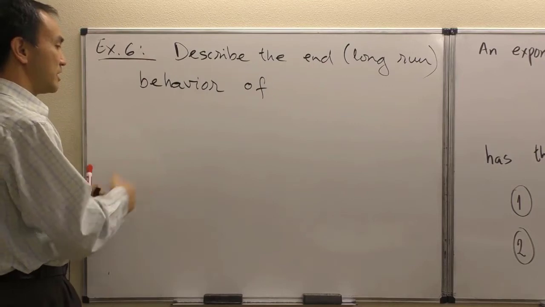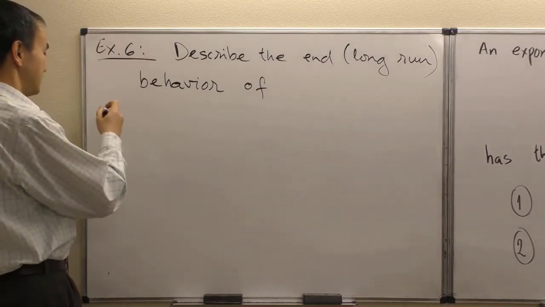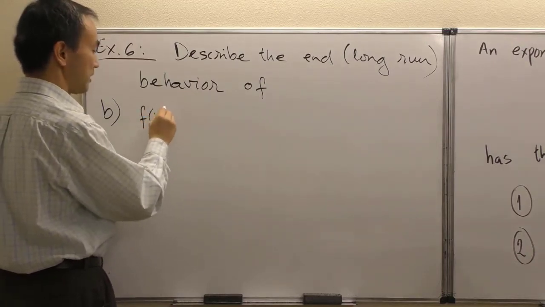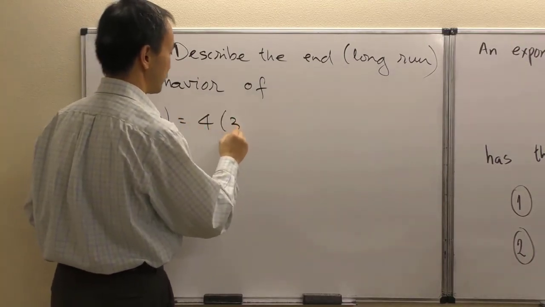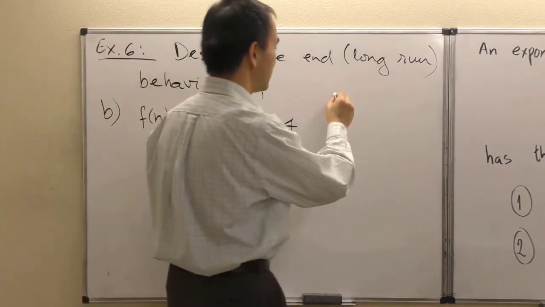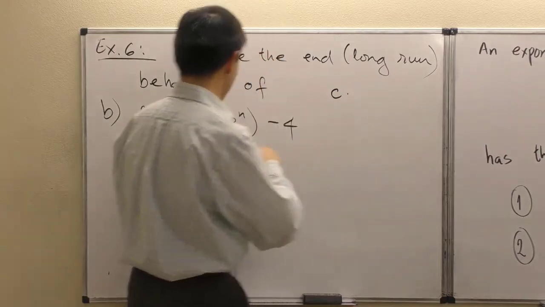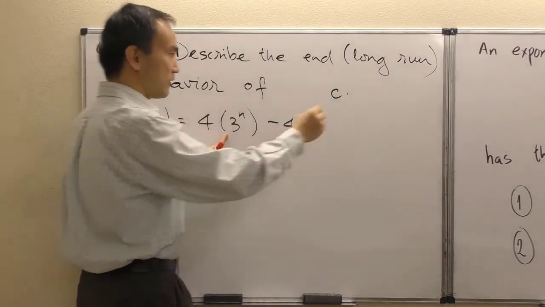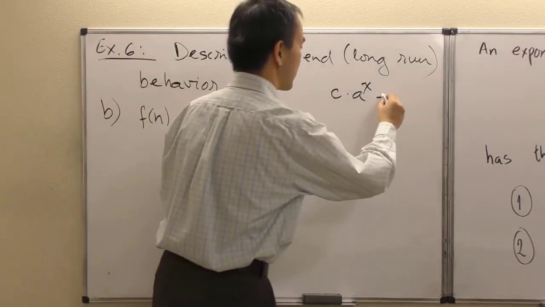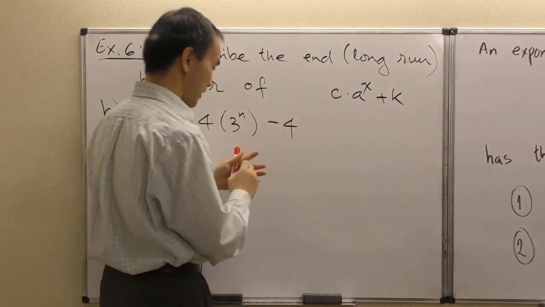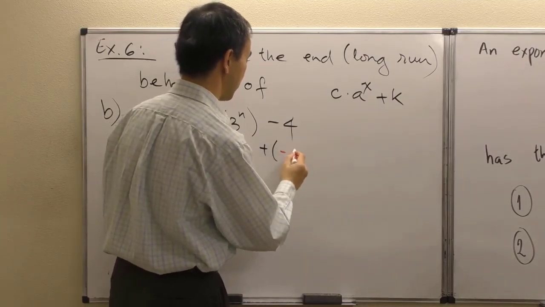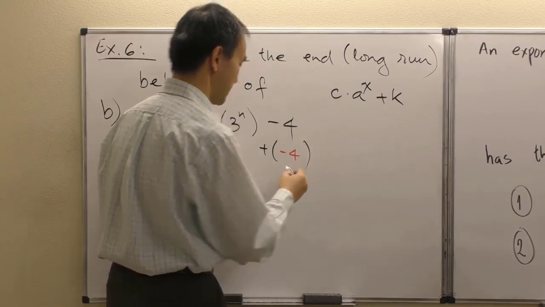All right, so now in part B, our function f of n equals 4 times 3 to the n minus 4. This is again in that form: a constant coefficient multiplied with an ordinary exponential function, and then plus a constant k. This minus 4 is thought of as a plus minus 4 right there. That's how I'm seeing it.